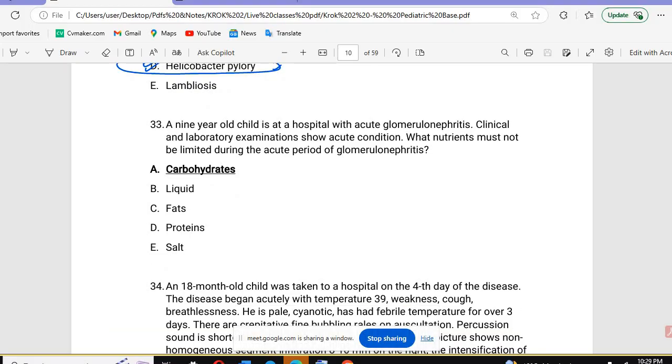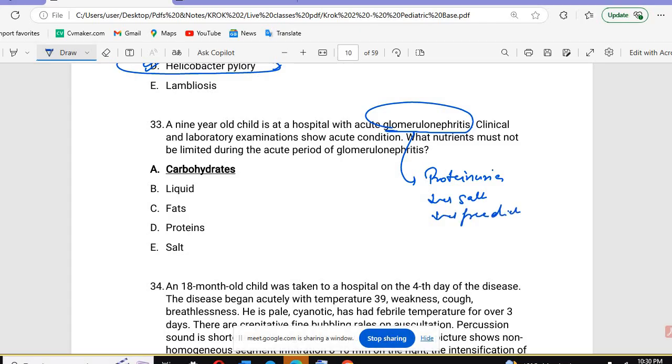Here we have a 3-9-year-old child hospitalized with acute glomerulonephritis. In acute glomerulonephritis, what you are going to see is proteinuria. The diet will have decreased salt, decreased fluids, and decreased fat. What must not be limited during the acute period is carbohydrate.